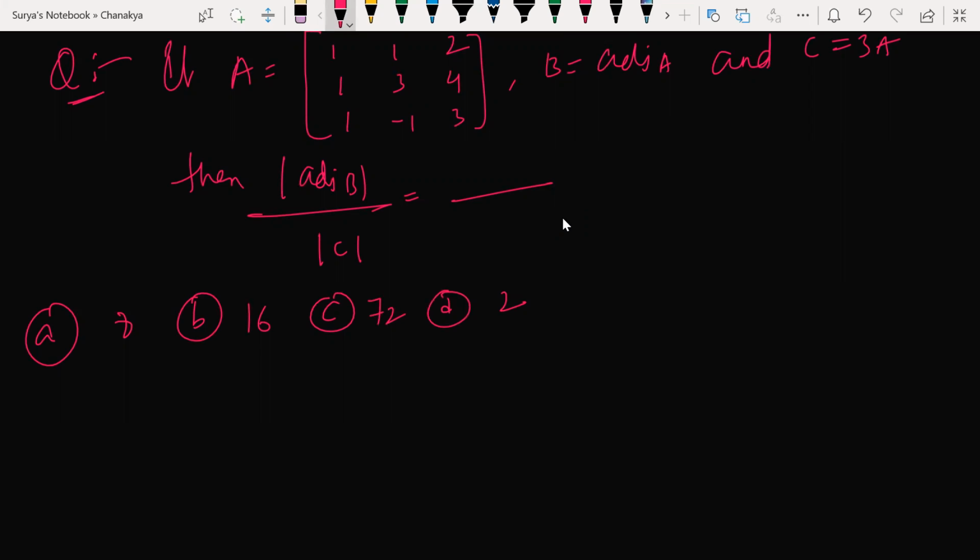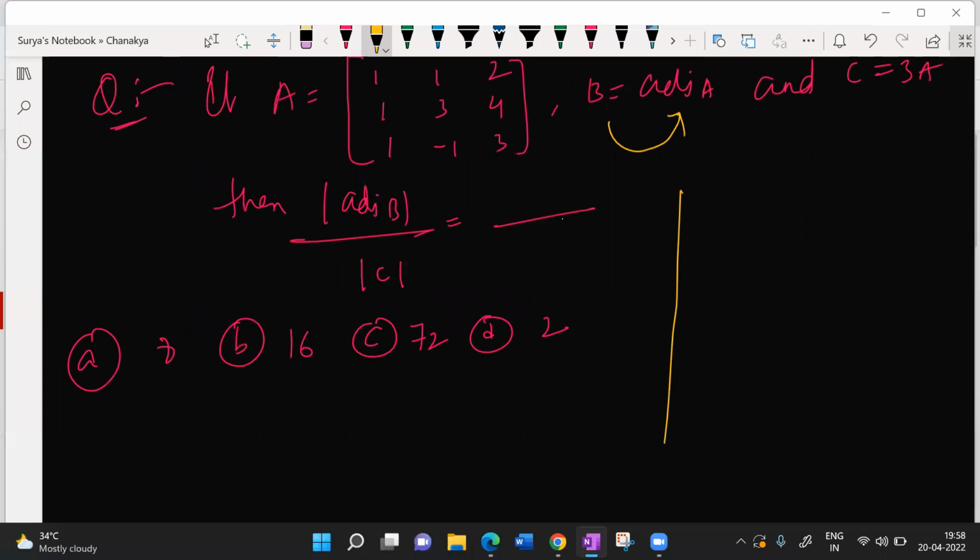Okay, people, this is what he is asking for. Tell me, how can we solve this? B is equal to adjoint of A, given here. He's asking us to find this one. Very simple. I gave you one beautiful and wonderful formula.